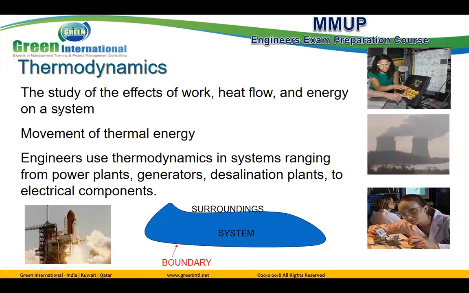Thermodynamics is the study of the effects of work, heat, and energy on the system. Here you should know the different meanings of the three terms, which is very critical and very important. Maybe I think each exam has one question. I took it from the repeat exam, directly related. It is not a mechanical question, but it is solved purely from mechanical concepts.